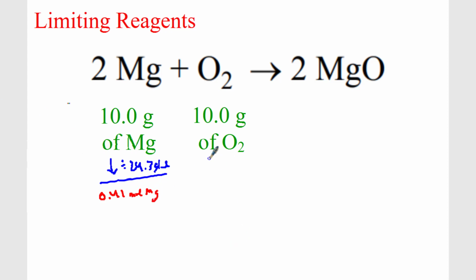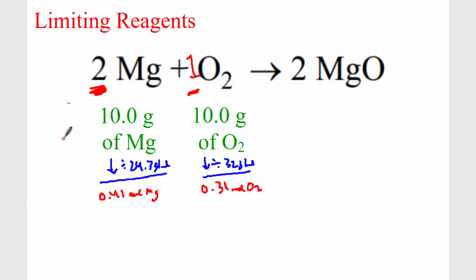Let's take a look at the oxygen gas. We're going to divide by oxygen gas's molar mass, which is 32 grams per mole, and 10 divided by 32, I'm doing that on my calculator, I get 0.31 moles of oxygen gas. Now, do you see how we don't have the same number of fingers to begin with? We have 0.41 and 0.31. Magnesium, we're using twice as much as the oxygen gas. Remember, it's a 2-to-1 ratio. So we're using twice as much magnesium.